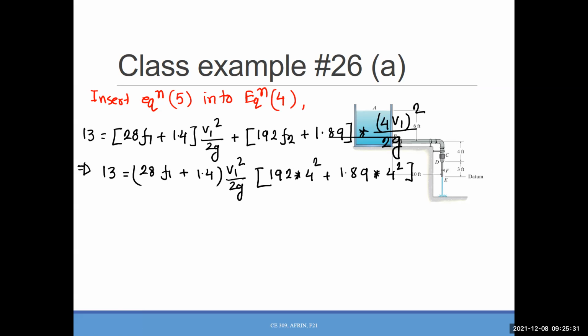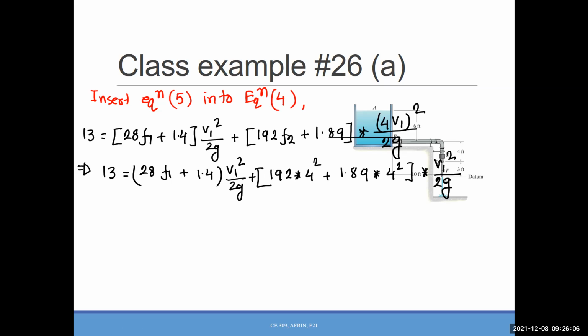4 square. V1 square over 2G. Please check this equation if I missed anything or if that is the correct expression. Check this equation properly. Yes, that will change the whole thing. If it's multiplication form, that will be V1 to the power 4. Thank you for that. Other than that, did I miss anything here?